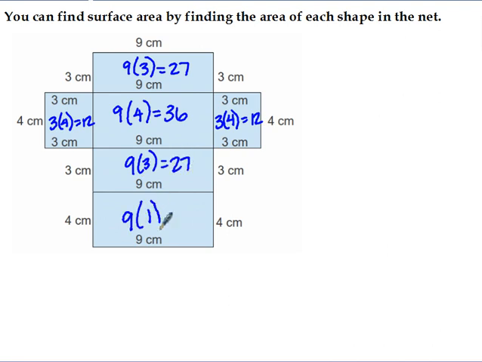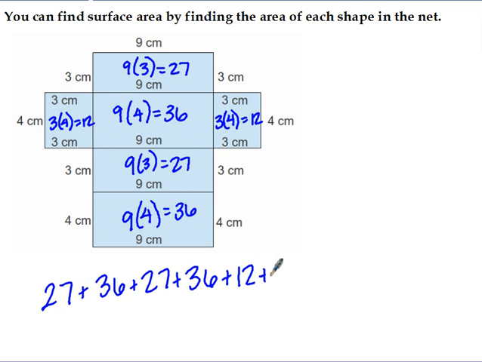And now to find the surface area, we would just add up all our areas. So 27 plus 36 plus 27 plus 36 plus my 2 little ends, 12 and 12. Gives me a total of 150 square centimeters. We're back to square units because this is area. So area is always squared. We're not going to be cubed anymore. That's just for volume.